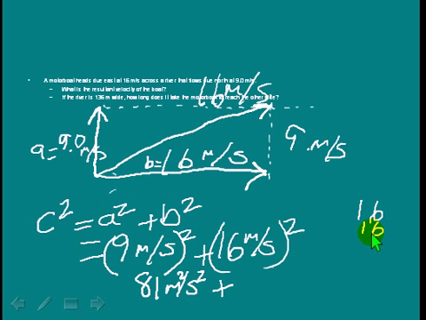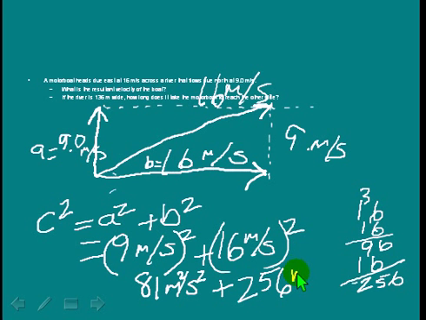16 times 16 is 256, plus 256 meters squared per second squared. If you add that all together, you end up with 733. We'll go on to the next page because I'm running out of room.